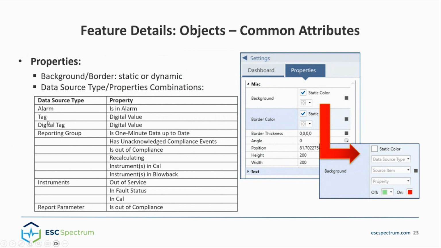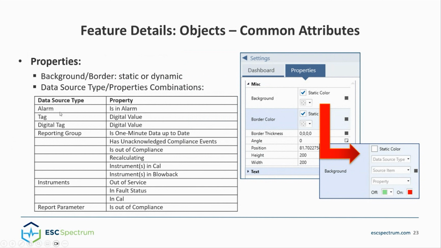When we have alarms, tags, digital tags, reporting groups, instruments, and report parameters available as categories. After that's selected, that will enable the selection of a particular item of that type to drive this data source, and then the property to point at for that item is below that, and the property available can be found in this table on the right.